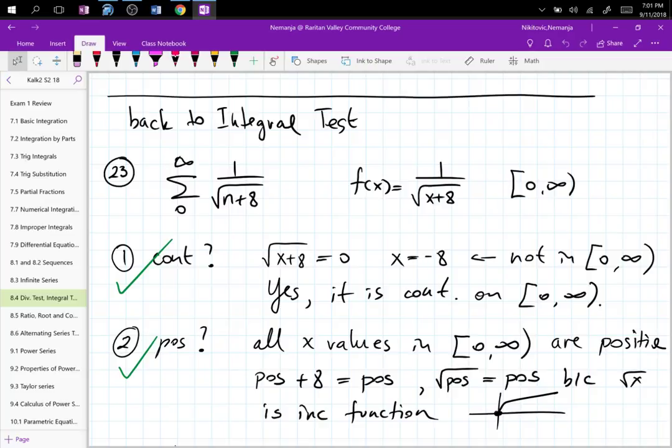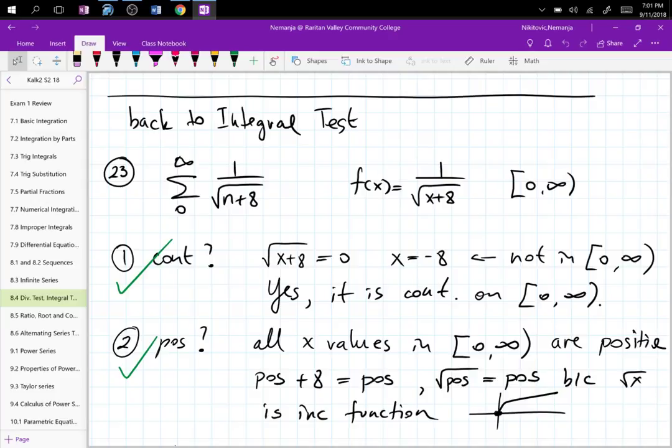Back to integral test, right? Problem 23 from homework from textbook. It says, is the function 1 over square root of x plus 8 continuous? Yes. Why? Because the only number that would make the denominator 0 and ruin our day is negative 8. Negative 8 is not in the domain. This is function composition of a polynomial and a radical. You see, the blue and red, they take care of 100% of situations.